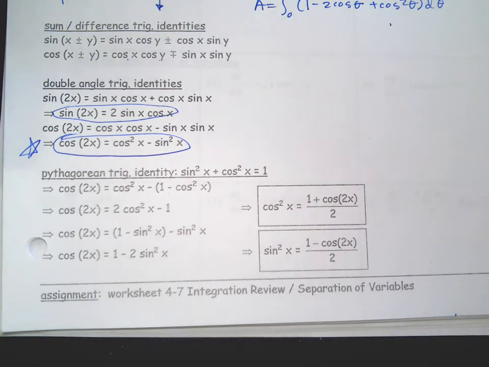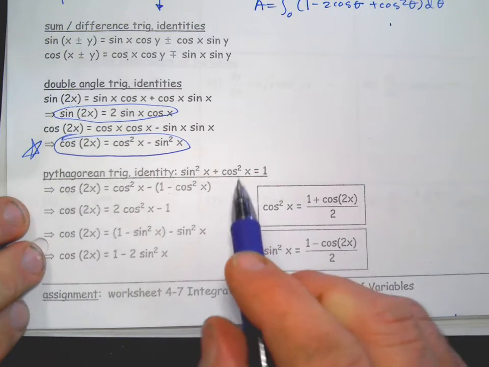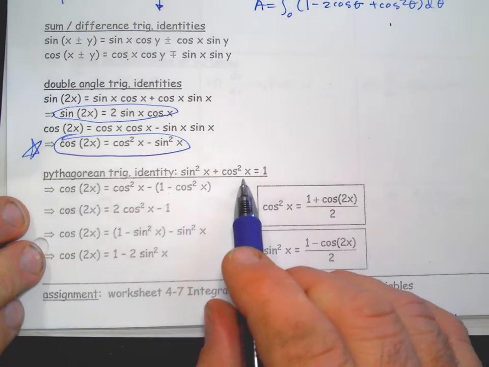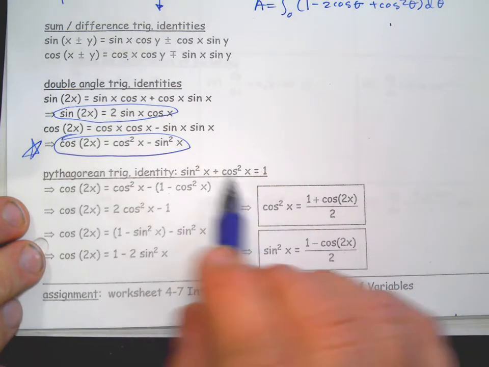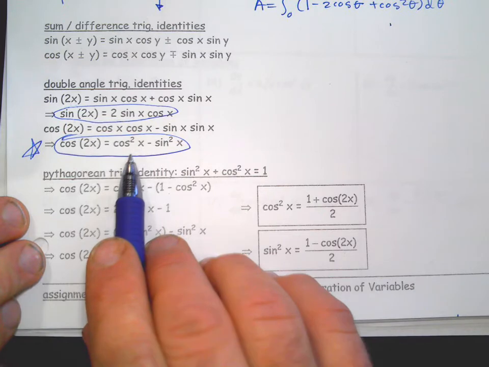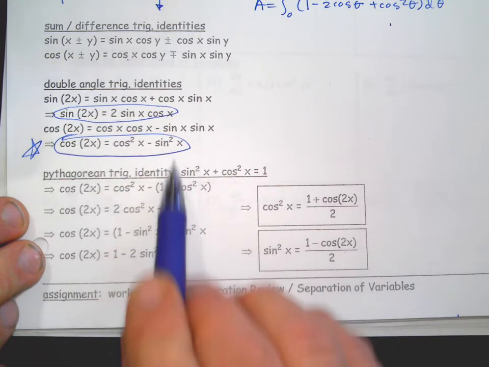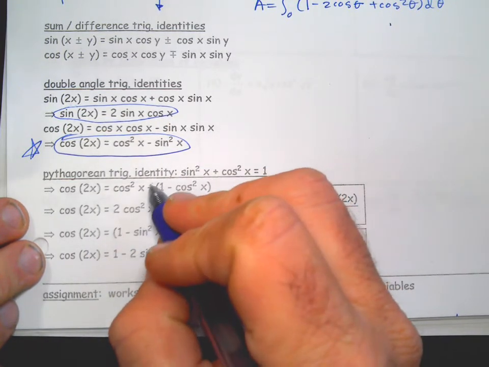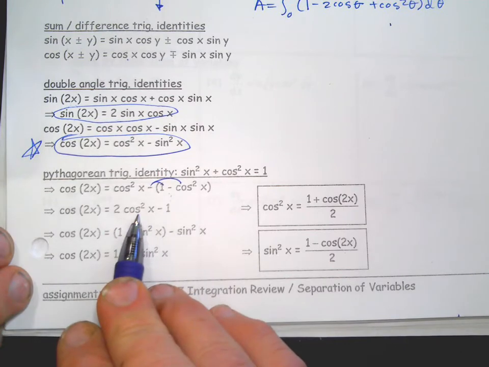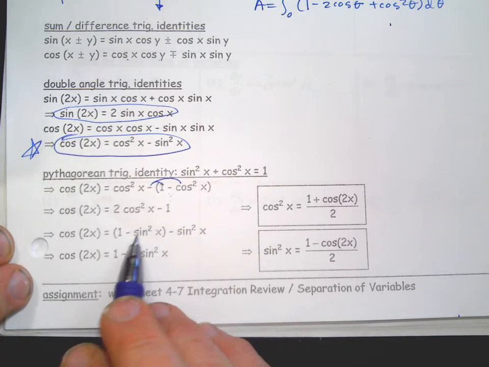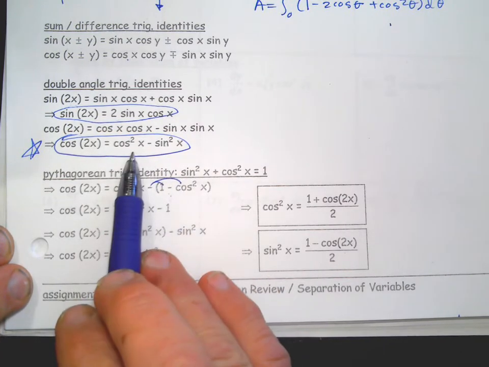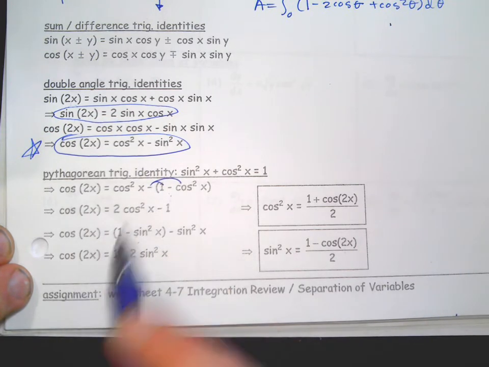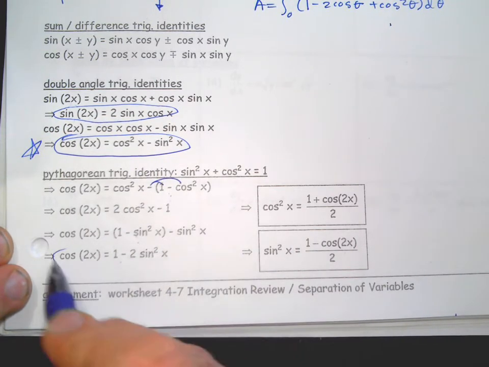consistently on these problems. So we're going to take this and replace sine squared with 1 minus cosine squared, and then distribute the negative, and this is what you get. Or the other version is you replace cosine squared with 1 minus sine squared, and you get 1 minus 2 sine squared. So we're going to use both of these.